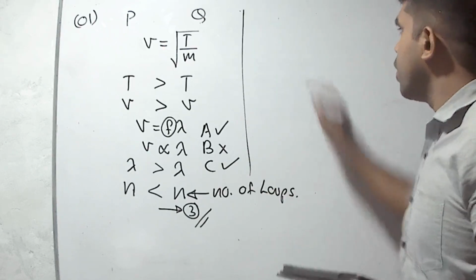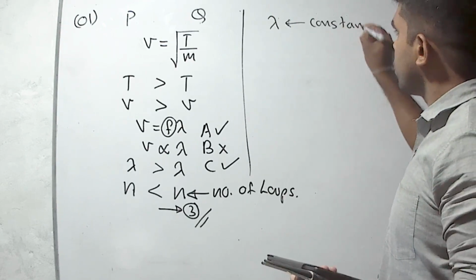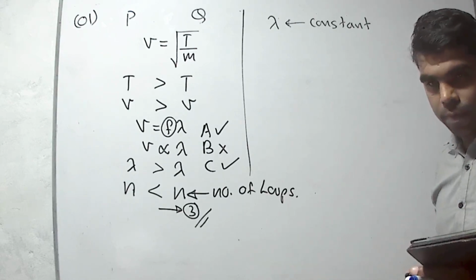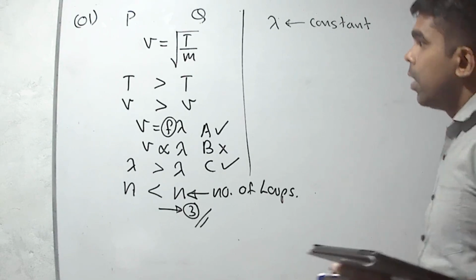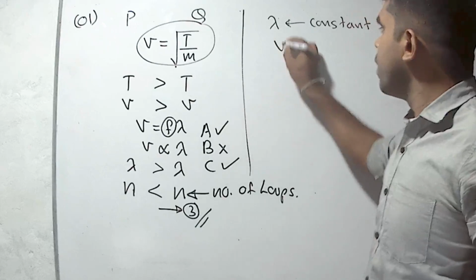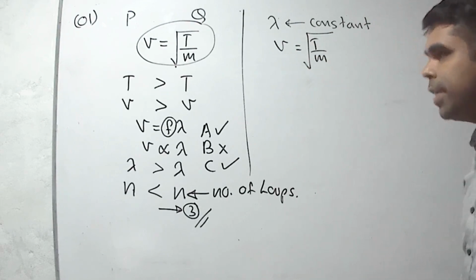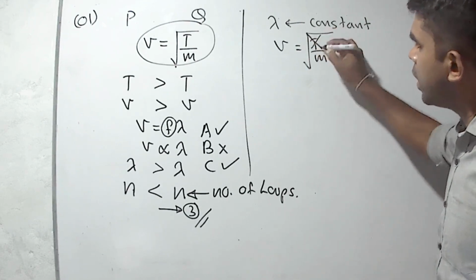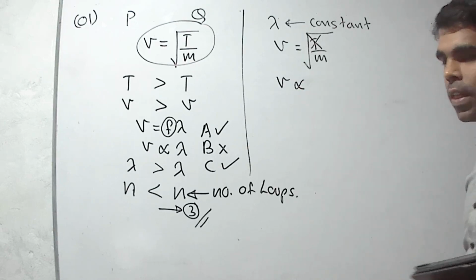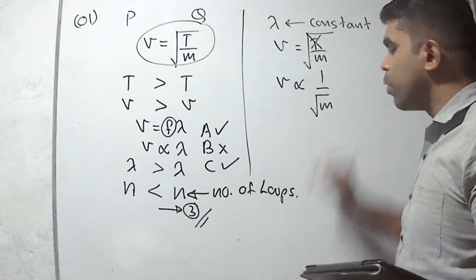Therefore, the wavelength is constant for both strings. We can get this relationship: V equals the square root of tension over linear density. Tension is constant, therefore the velocity of the transverse wave is inversely proportional to the square root of linear density.